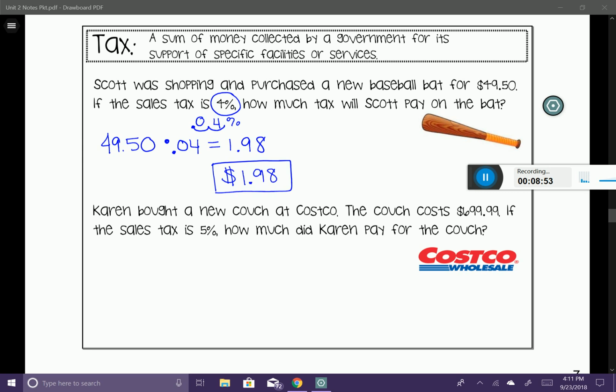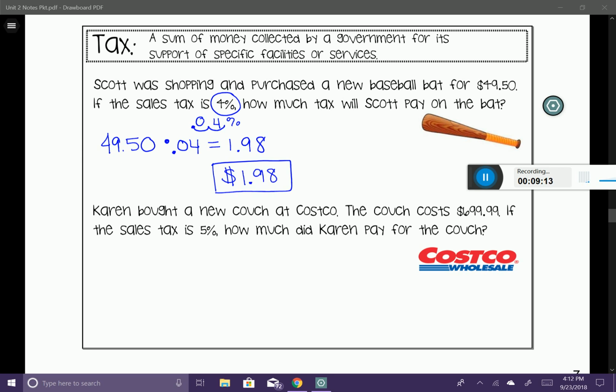Okay, Karen bought a new couch at Costco. The couch cost $699.99. If the sales tax is 5%, how much did Karen pay for the couch? So this is saying, how much did she pay for the couch out the door? Meaning, how much did she pay the cashier?